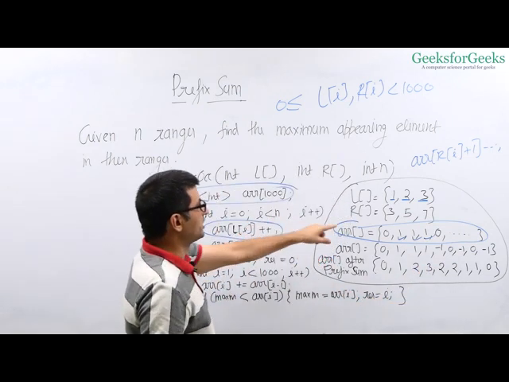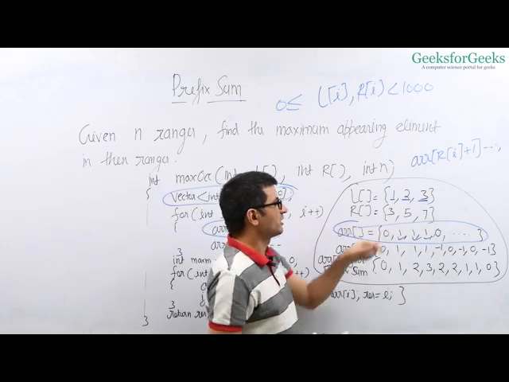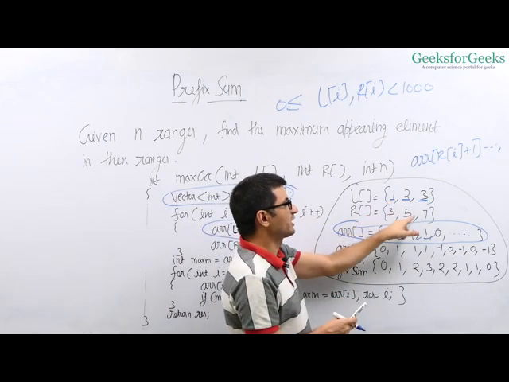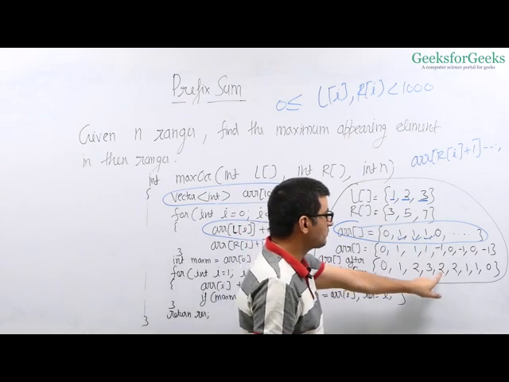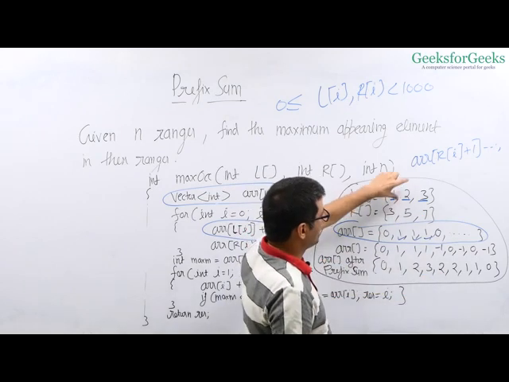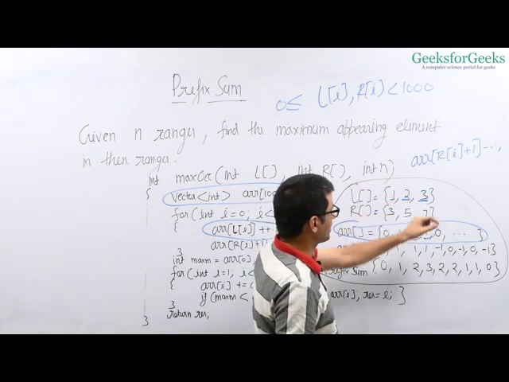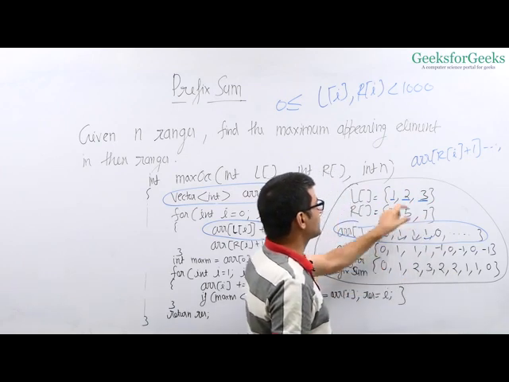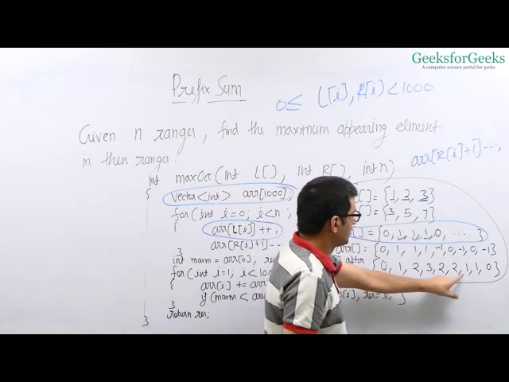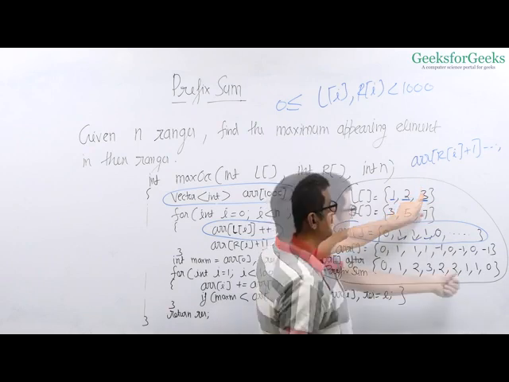And you can see that 3 appears 3 times in all the ranges. In the first range, it's there. In the second range, it's there. In the third range, it's there. 4 appears 2 times. It's there in the second range and third range. 5 also appears 2 times. It's there in the second range and third range. 6 appears 1 time. It's there only in the third range.